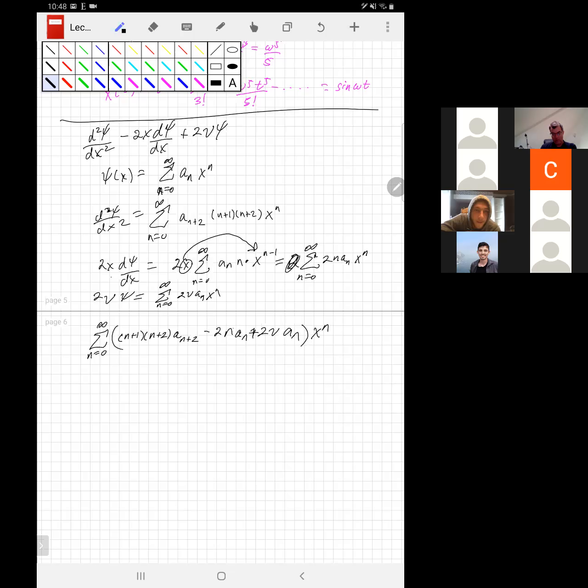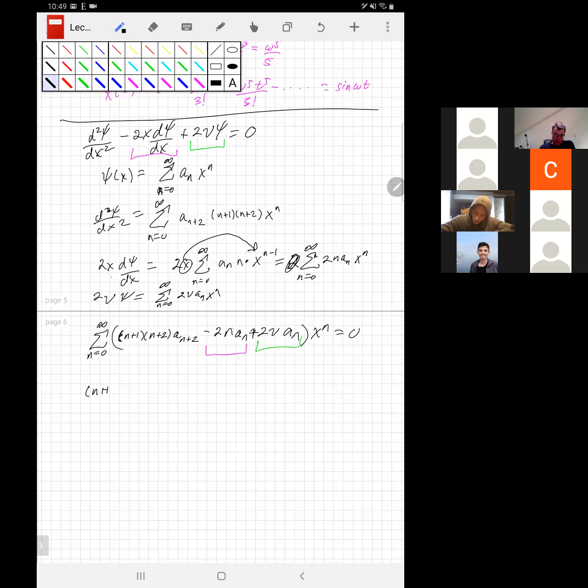It all just comes from this equation. The minus 2x dψ/dx is here, and then the plus 2νψ is there. All right, well, again, all of this has to add up to 0 if this differential equation is satisfied. That means that every single term in here had better be 0.